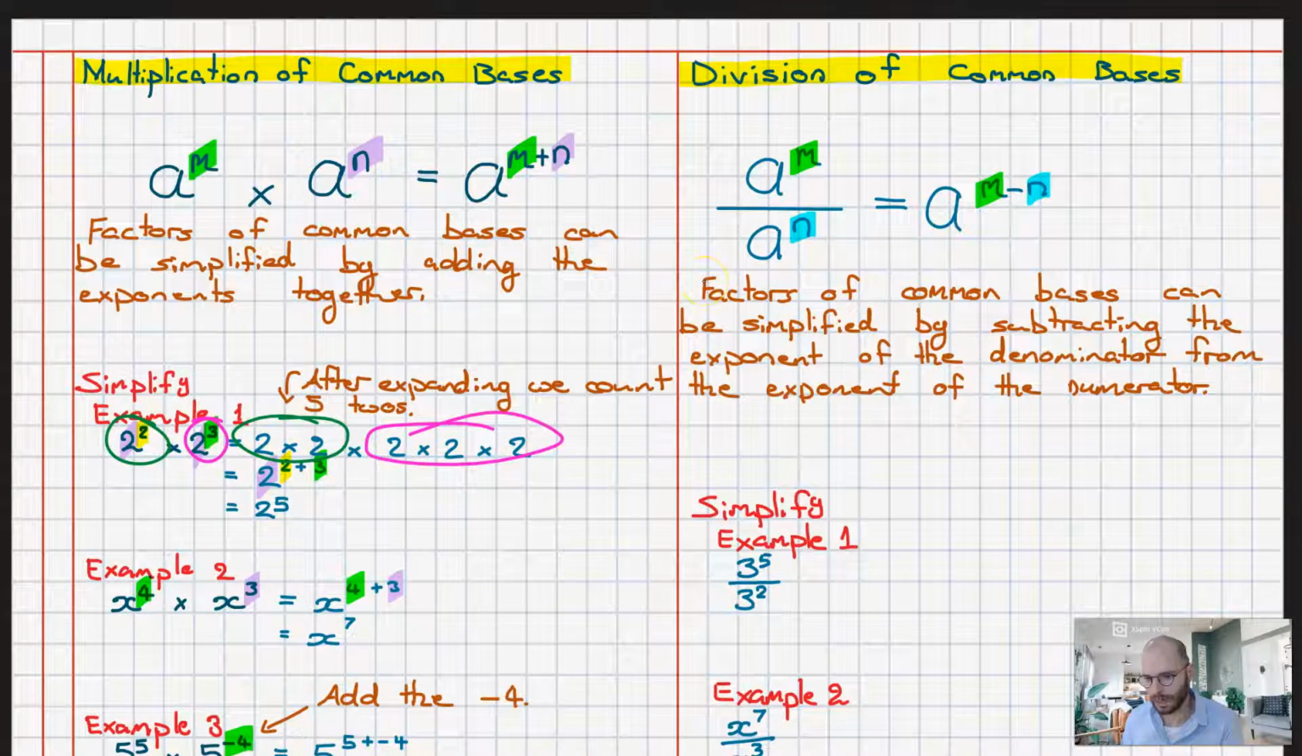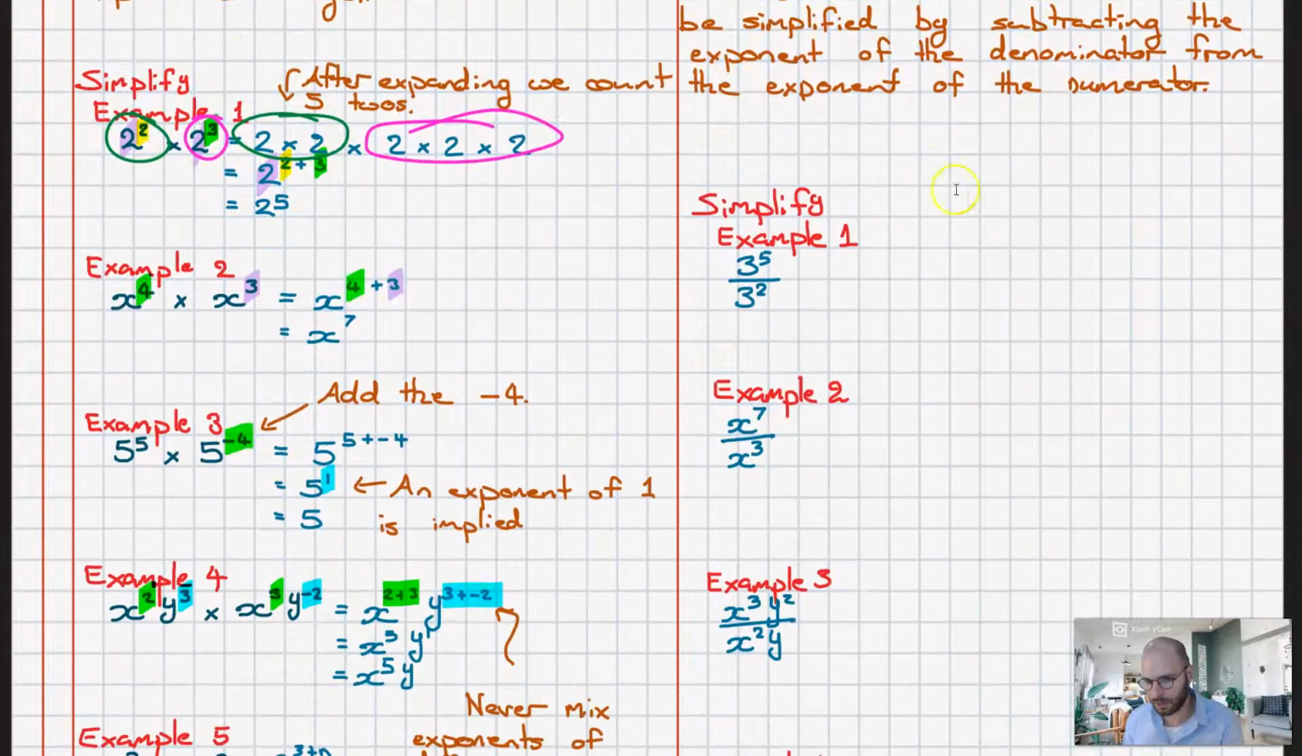So factors of common bases can be simplified by subtracting the exponent of the denominator from the exponent of the numerator. So what we've got is a rule that allows us to simplify expressions of quotients where we have a common base. Now let's look at a few examples.